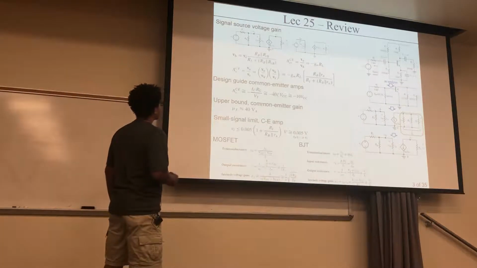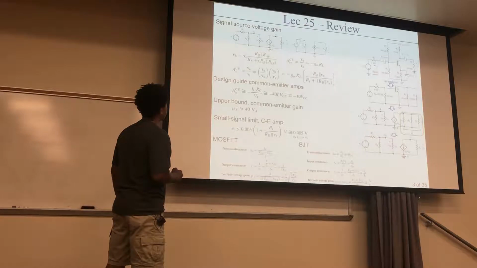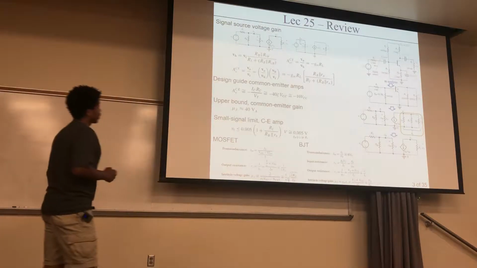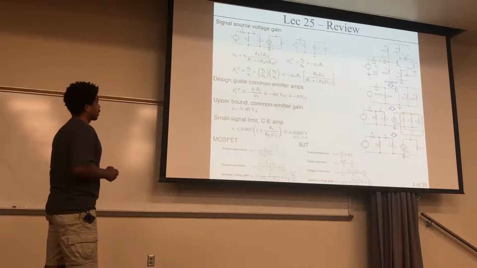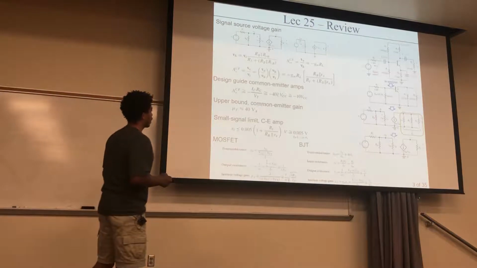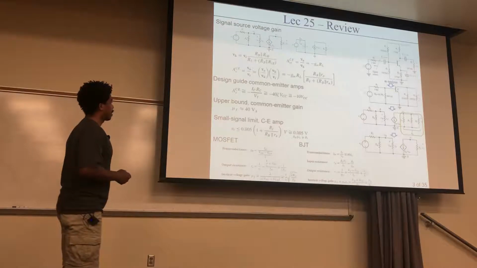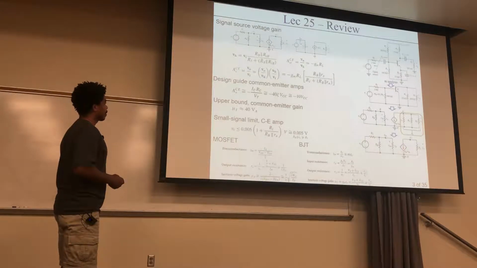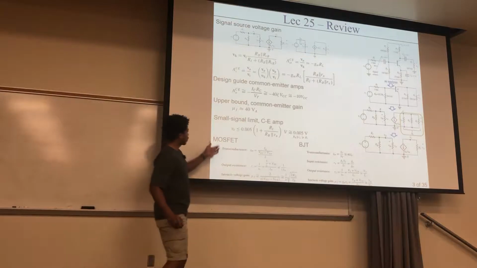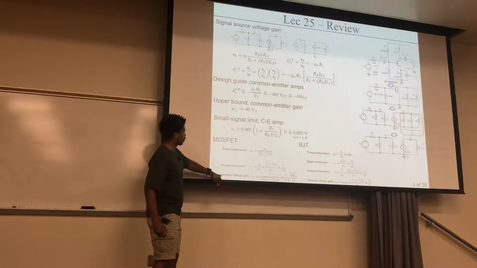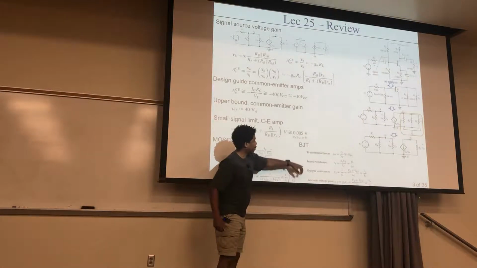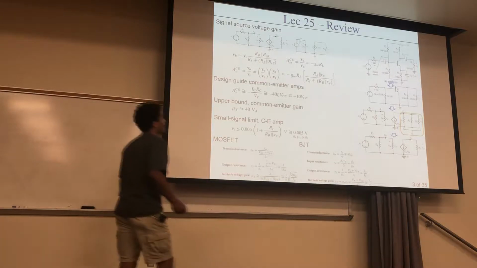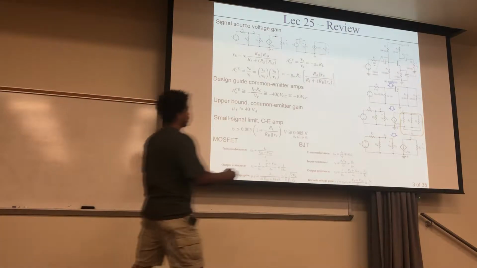So for our very last lecture, we looked at signal source voltage gain, and we looked at design guides for common emitter amplifiers. We looked at the upper bound for common emitter gain and the small signal limit for the common emitter amplifiers here. And we compared MOSFETs for the transconductance, output resistance, and intrinsic voltage gain to BJTs for their transconductance, output resistance, and intrinsic voltage gains. And we basically use this as our analysis.